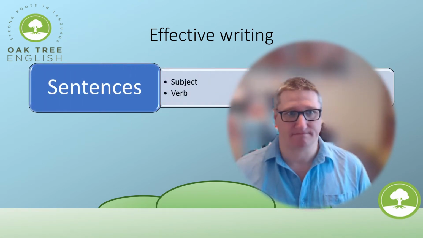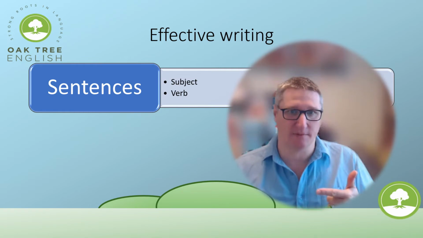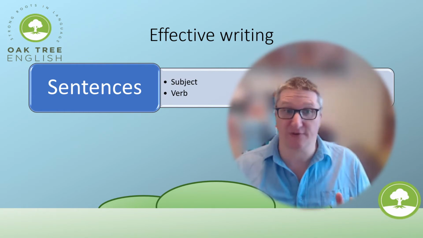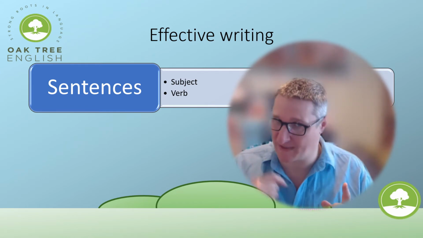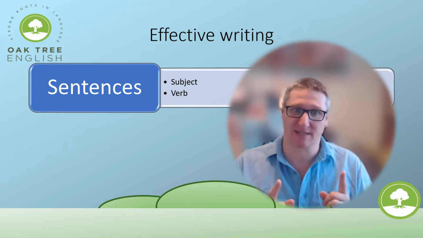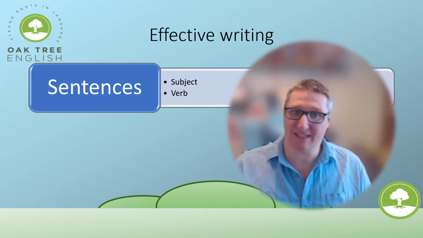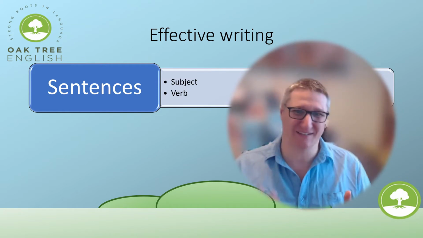Sentences. A sentence in English includes a subject and a verb. Shortest verse in the Bible, Jesus wept. It's a full sentence. It has a subject, Jesus, and a finite verb, that is a verb in a tense. Wept, past tense. And it makes sense. That's all you need for a sentence: a subject, a verb, and for it to make sense.